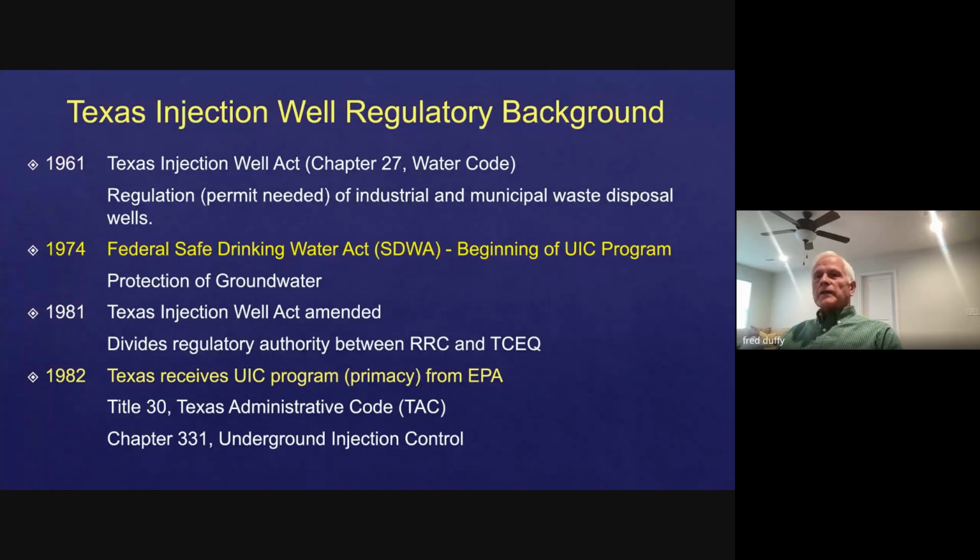Okay. The reason why I included this slide is that it shows that in 1961, Texas had regulations that addressed injection wells. This was probably an outcome of the hazardous injection wells drilled and operated by DuPont in the 1950s. And what I have highlighted there, in 1974, is where we started to get the beginning of the federal regulations that came out of the Federal Safe Drinking Water Act. This was the beginning of the UIC program.